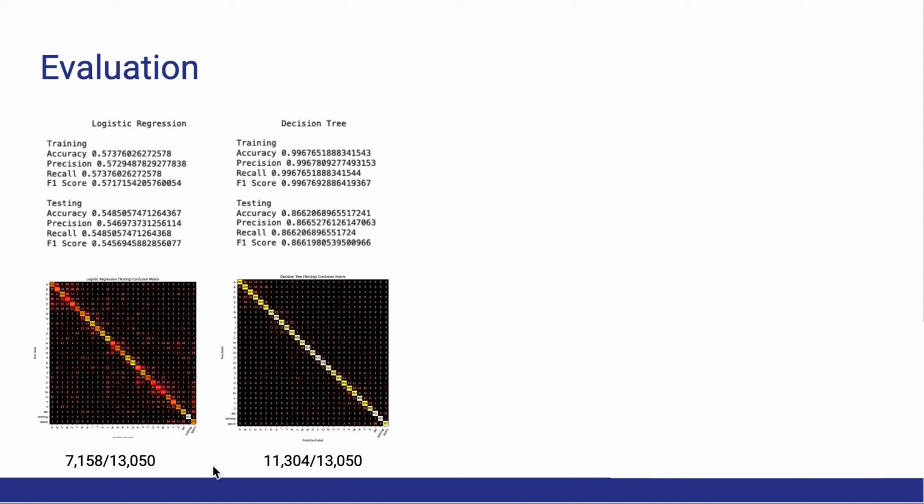Now looking at the results, so first logistic regression had training metrics around 57%. I used accuracy, precision, recall, and F1, and then testing around 54. And you can see in the confusion matrix, it was kind of all over the place, but generally did an okay job. And then this bottom is just how many it got correct out of the total 13,000 testing examples. And the next decision tree, so training was around 99%, but testing was around 86%. So appearing slightly overfit even with the cross-validation, but still better than logistic regression.